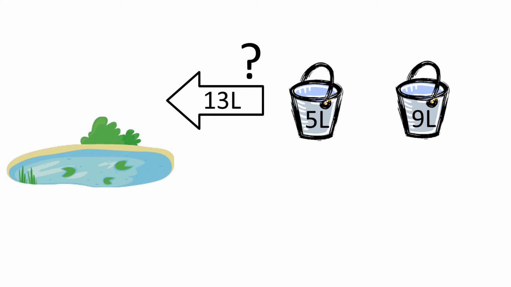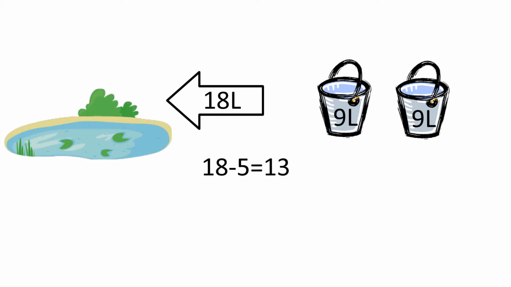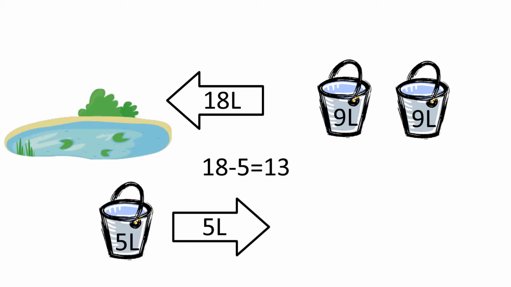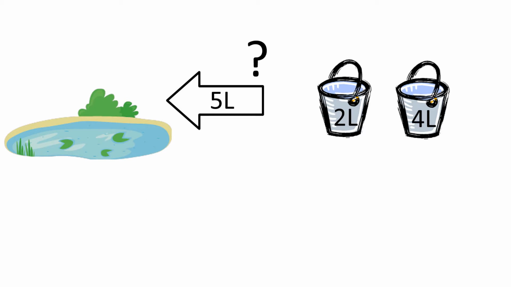What about 13 litres with these two buckets? If you use the 9 litre bucket twice, and then carry 5 litres back from the pond, then you have added 18 litres and subtracted 5 litres, leaving you with 13 litres added. However, it is not possible to make any number of any two buckets. For example, it is impossible to add 5 litres to the pond using only these two buckets.